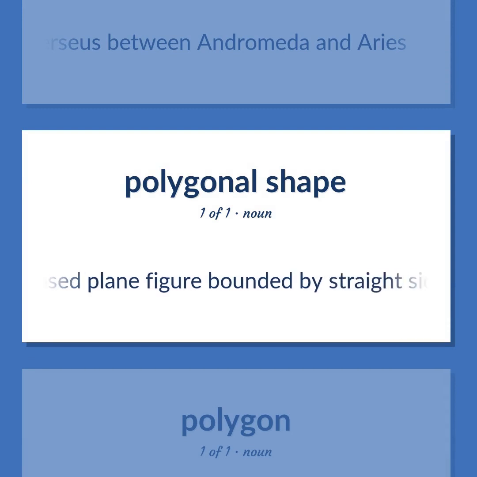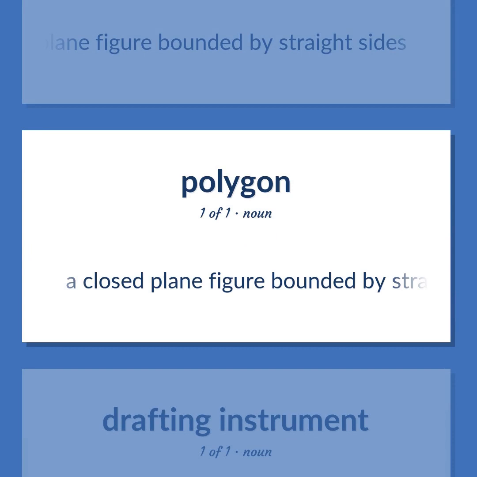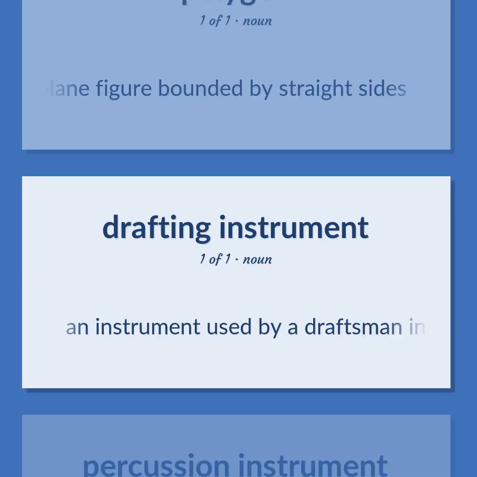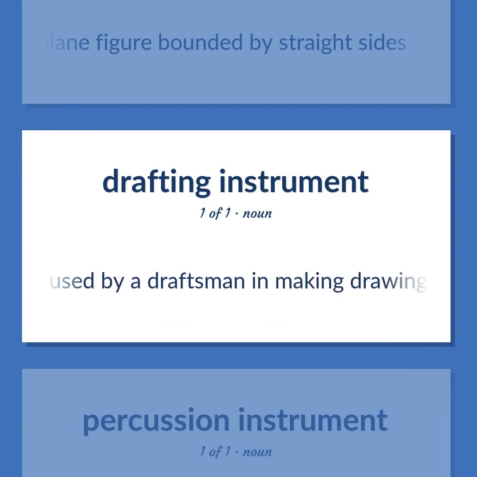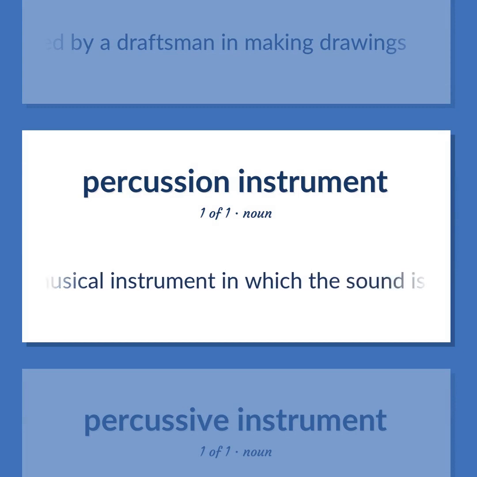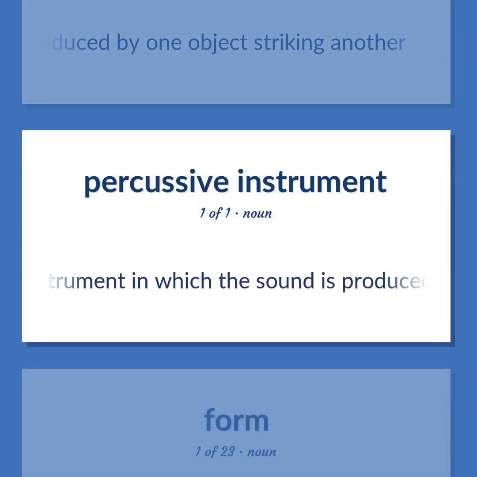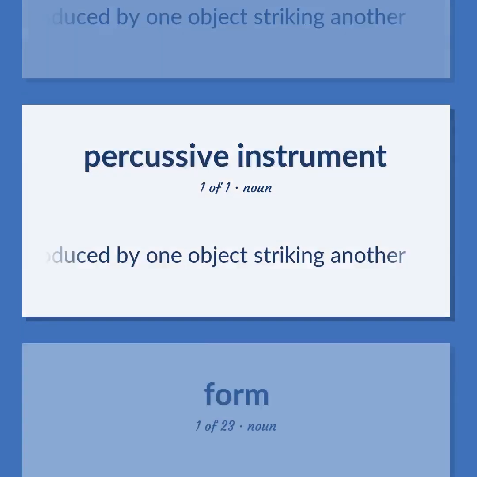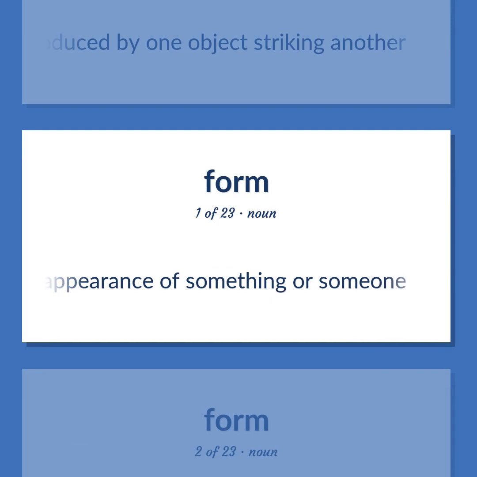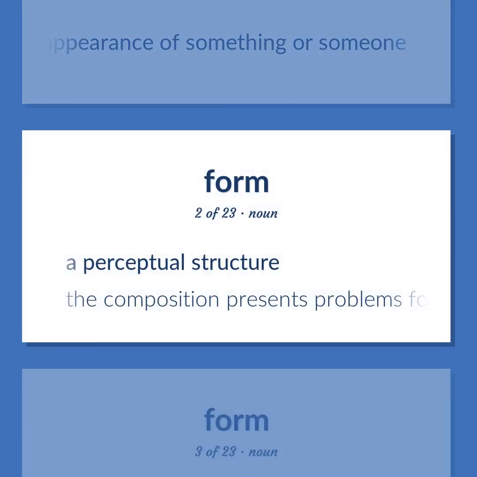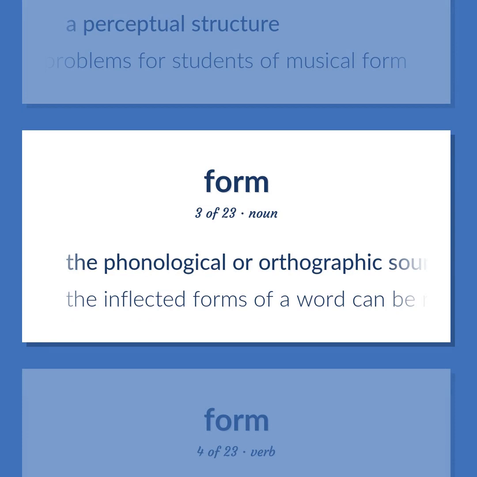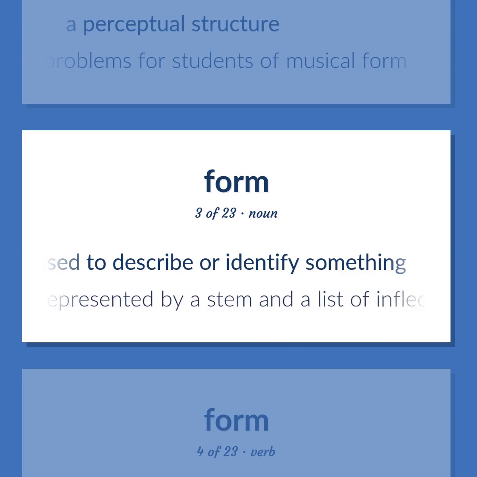A closed plane figure bounded by straight sides. An instrument used by a draftsman in making drawings. A musical instrument in which the sound is produced by one object striking another. The visual appearance of something or someone. A perceptual structure. The composition presents problems for students of musical form. The phonological or orthographic sound or appearance of a word that can be used to describe or identify something. The inflected forms of a word can be represented by a stem in a list of inflections to be attached.